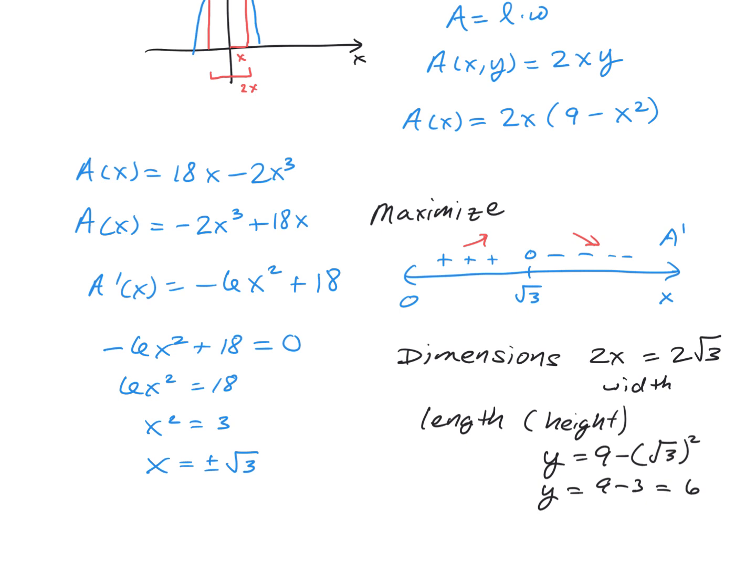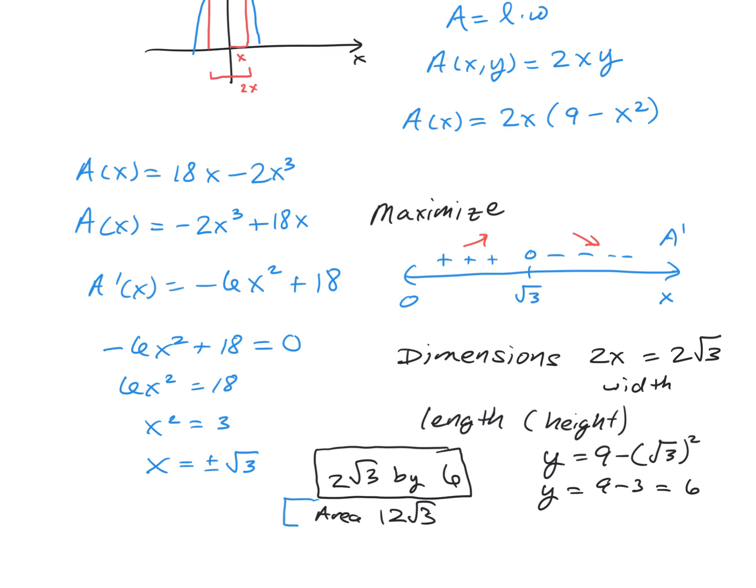So we have a width that is 2 square root 3 by a height or length that is 6. And then the area for such a rectangle is going to be 12 square root 3 is the area.